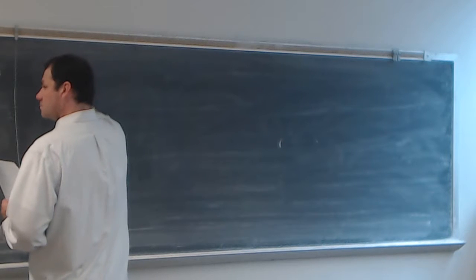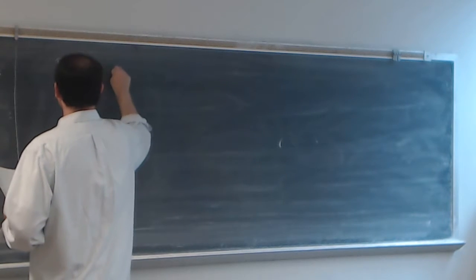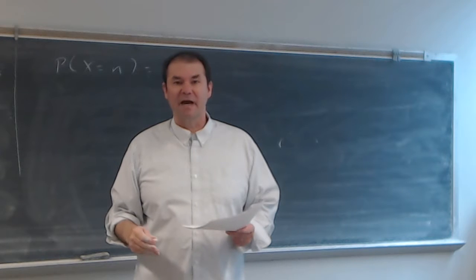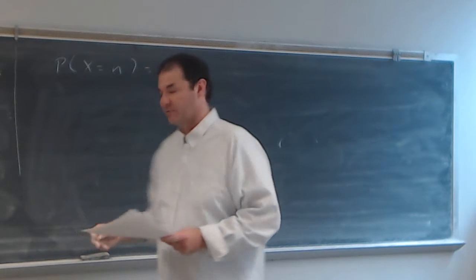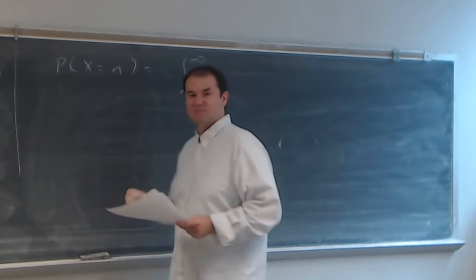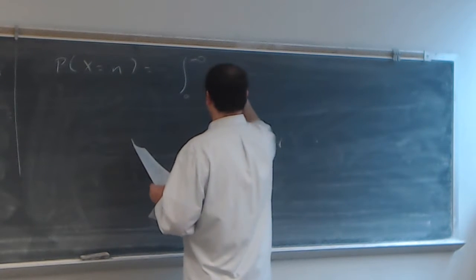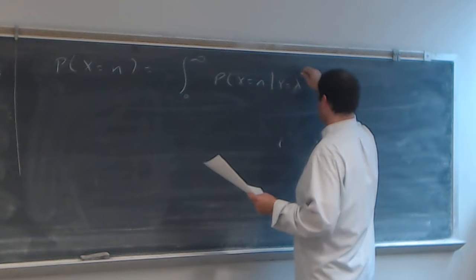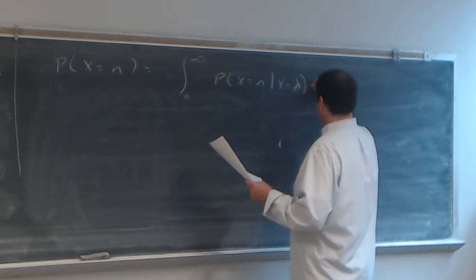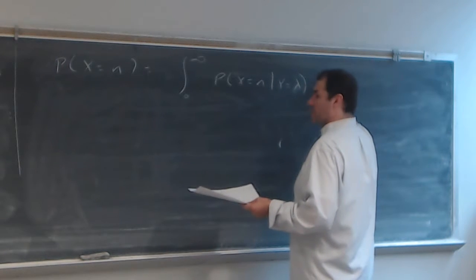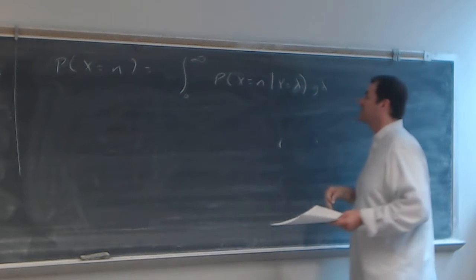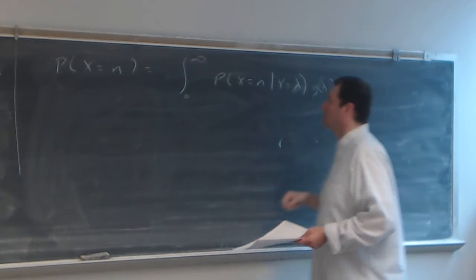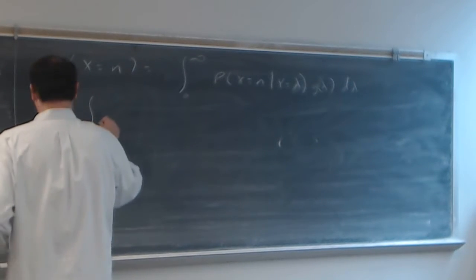So here's what we have. The probability of x equal to n that we're interested in is equal to, because the PDF f sub y is only defined for y values bigger than or equal to 0, the integral from 0 to infinity of the probability of x equal to n given y equal to lambda, times the PDF of y, which we denote by g of lambda, d lambda.